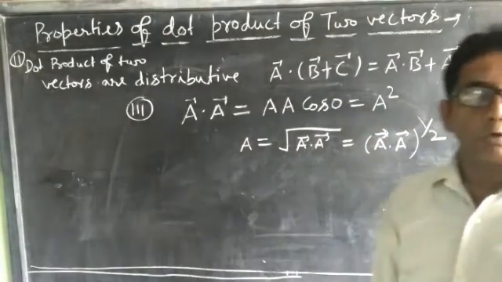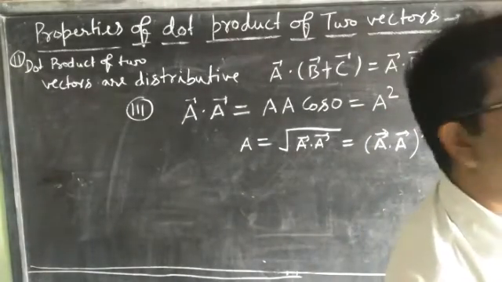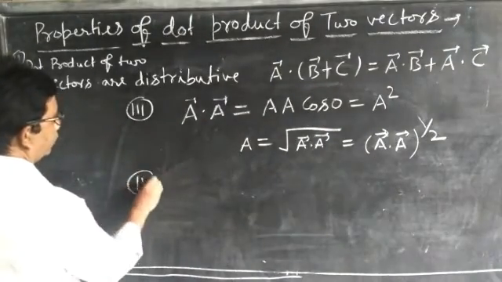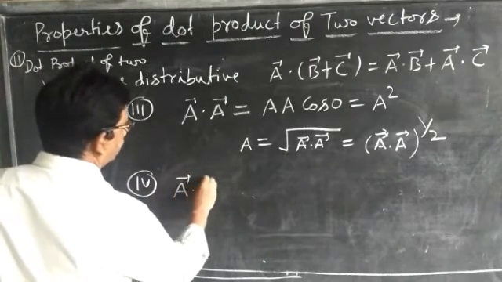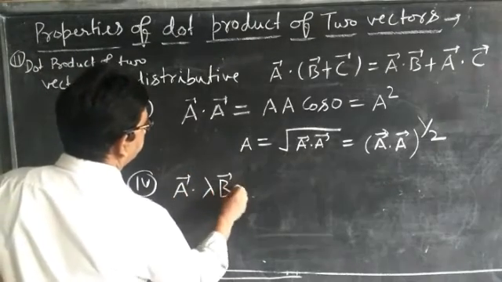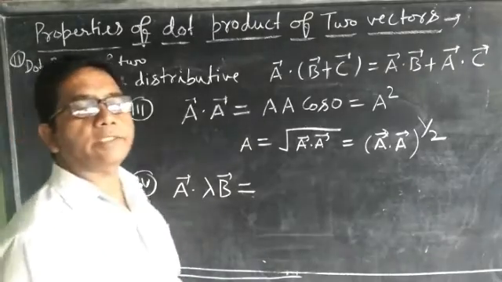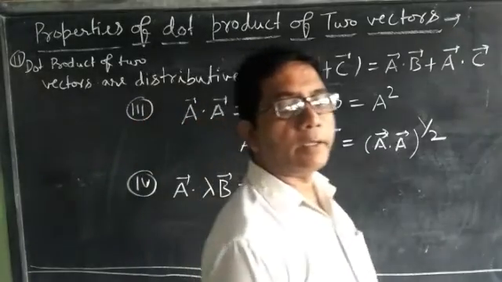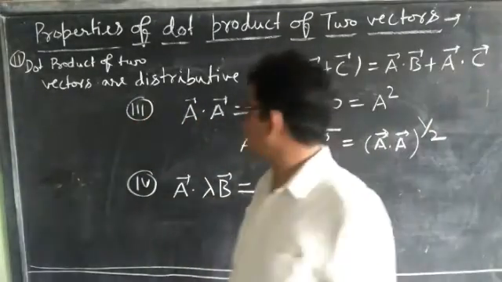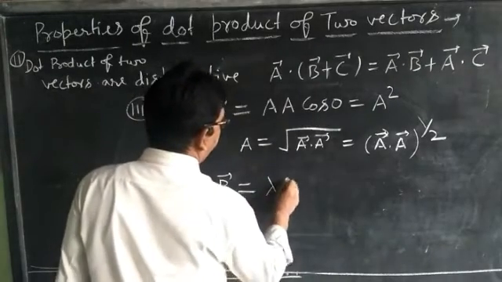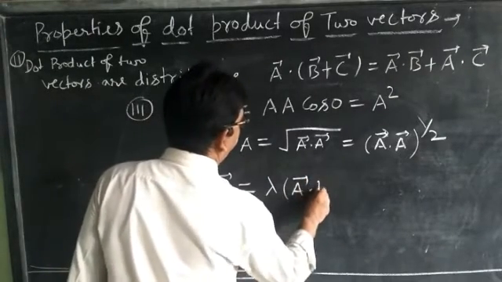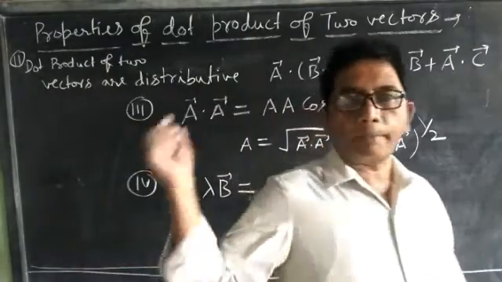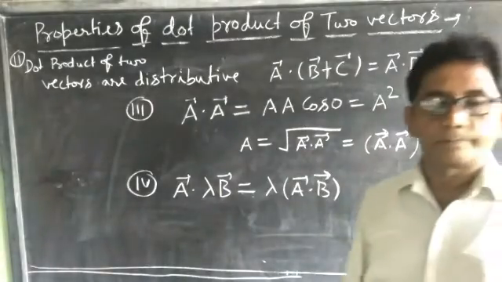Now the fourth property of the dot product of two vectors: vector A dot lambda vector B can also be written as lambda times vector A dot vector B, where lambda is a real number.